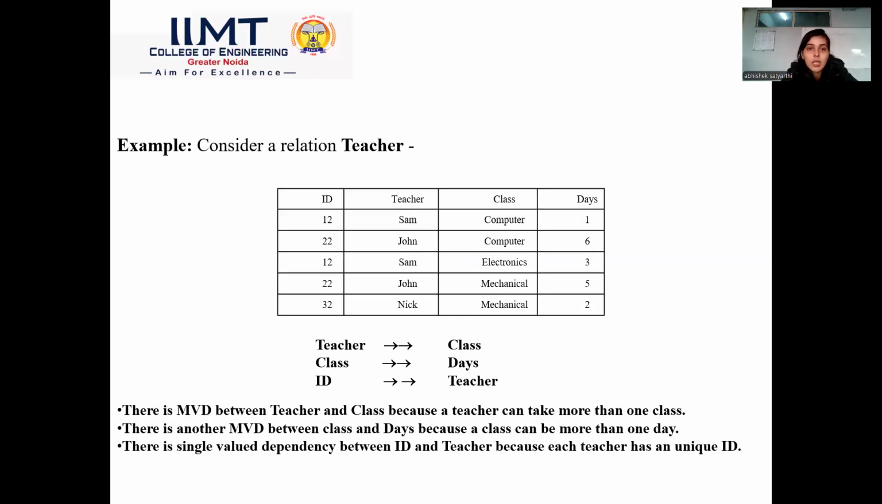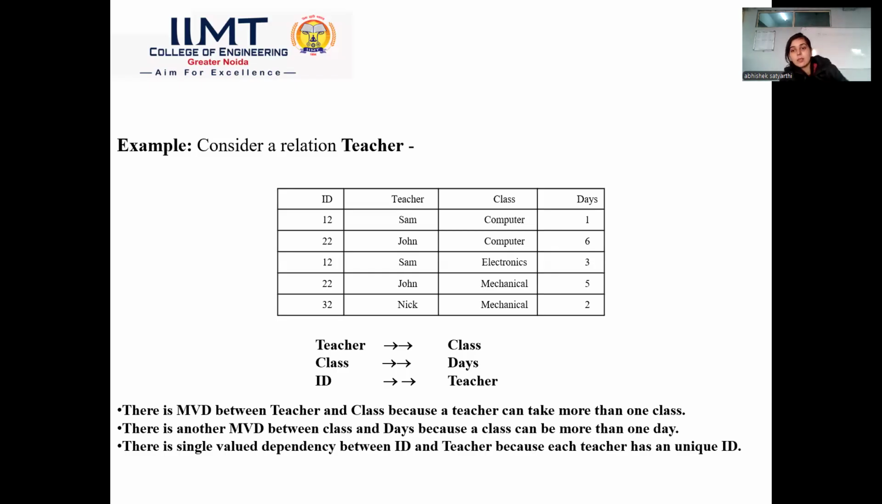We have one more dependency, which is multi-value dependency. Here we have a relation teacher. From teacher, we have a multi-value dependency on class, because one teacher can take more than one class. For example, the teacher Sam can take a computer class as well as an electronics class. In a similar way, take the example of class. One class can run more than one day. So the computer class can run one day, or the computer class can run six days also.